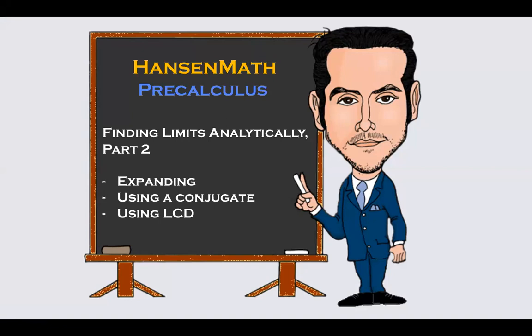In this video, we'll look at when direct substitution yields 0 over 0, but to find the limit, you can use a technique of expanding, using a conjugate, or using a least common denominator.